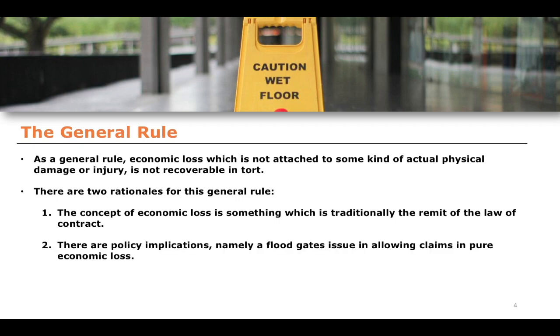The second rationale is that there are policy implications. There is namely a floodgates issue following claims for pure economic loss. Because if the general rule was that you could claim for pure economic loss, all of a sudden there would be a floodgate of litigation, because there could be a near infinite expansion and multiplication of various different claims that could be made.